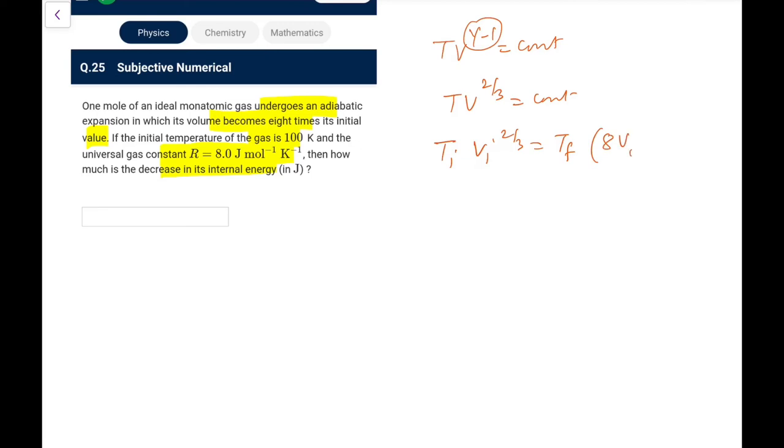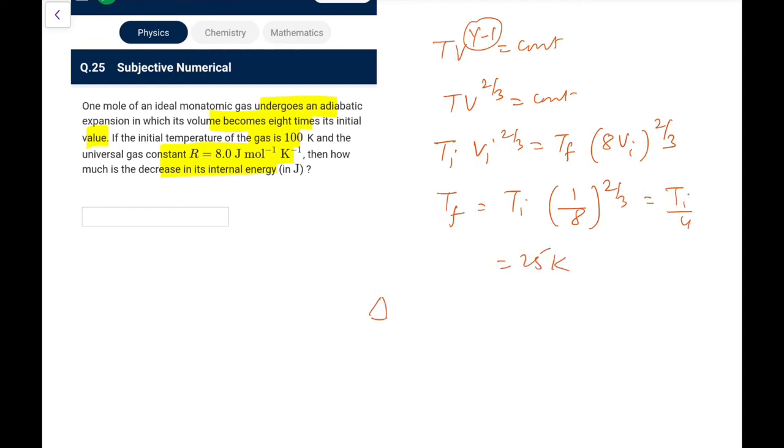1 mole of an ideal monatomic gas undergoes an adiabatic expansion. Volume becomes 8 times its initial value. The initial temperature is 100. Universal gas constant is this. Then how much is the decrease in the internal energy? First of all, it is an adiabatic process. So I have T V to the power gamma minus 1 is constant. And because it is monatomic, gamma is 5 by 3. So T V to the power 2 by 3 is constant. So T initial, V initial to the power 2 by 3 is equal to T final, V final is 8 V initial, to the power 2 by 3. So T final is T initial into 1 by 8 to the power 2 by 3, that you can easily make out, Ti by 4, that is 25 Kelvin.